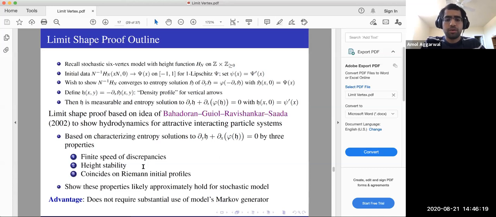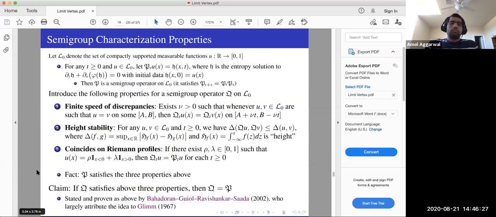So okay, now I'm going to try to talk to you about what these three things mean. This is all in the continuum for the moment, so I'm not going to talk about any stochastic model yet. I'll get there later. So we'll let L0 denote a set of compactly supported measurable functions on R to [0, 1]. You should view these as sort of density profiles. For any t greater than or equal to 0 and any u in this L0, I'll let P_t of u denote h of x, t, where h is the entropy solution to this density PDE.